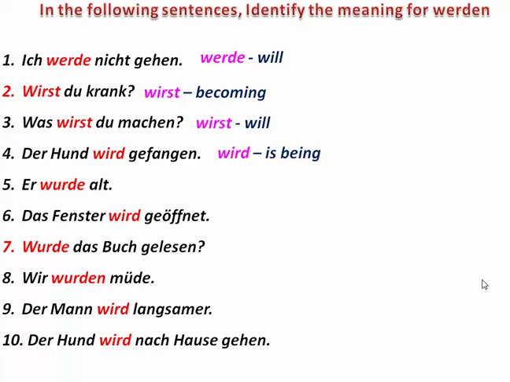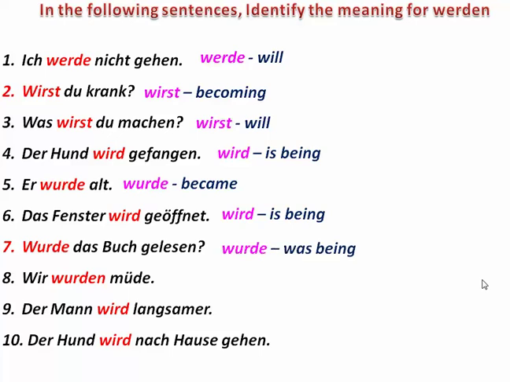Nummer 5, wurde alt. He became or got old. Nummer 6, das Fenster wird geöffnet. The window is being opened. Again, we have a past participle, the verb öffnen. We have the past participle geöffnet, and is being here. Wurde das Buch gelesen? This is also the passive, in the form of a question in the past tense. And I would translate this as, was the book being read?